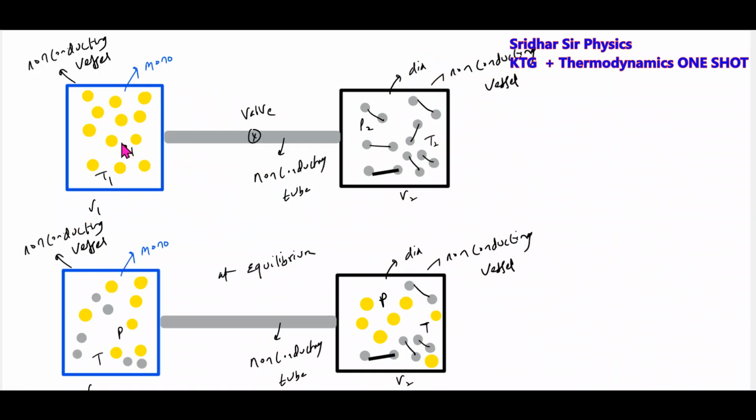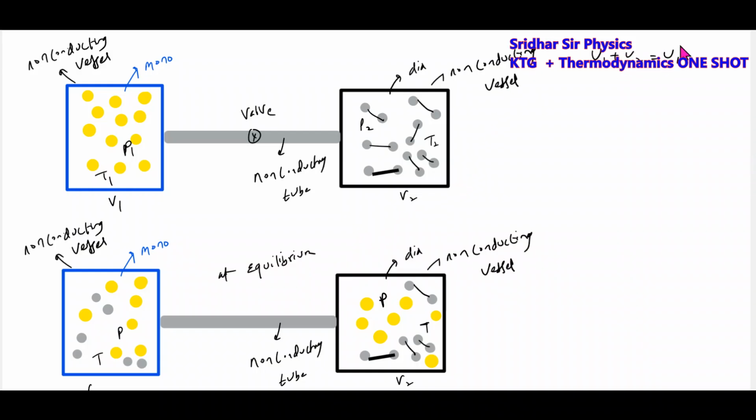Now the left vessel contains monatomic gas at temperature T1, pressure P1. The right vessel contains diatomic gas at pressure P2, temperature T2. Volumes of the vessels are V1 and V2. There's a non-conducting valve. I'll open the valve. The gas will flow from higher pressure to lower pressure. Heat exchange will occur, and diffusion will also take place. How to calculate the pressure and temperature at equilibrium? This is the question. To calculate the temperature, I should go for energy conservation.